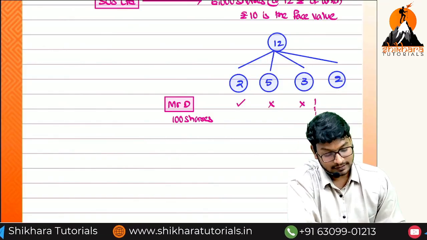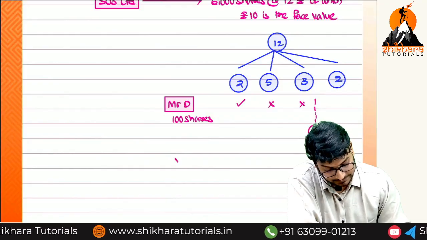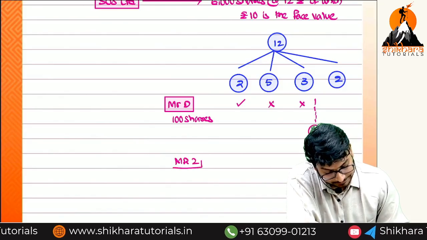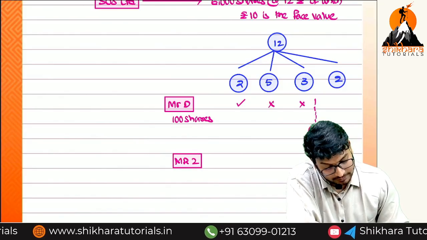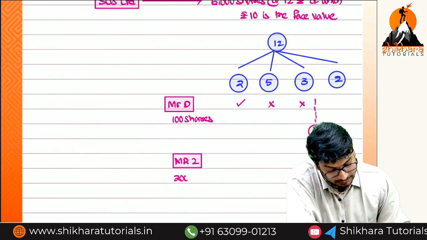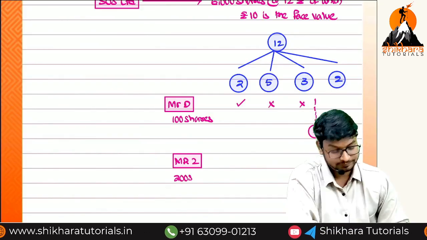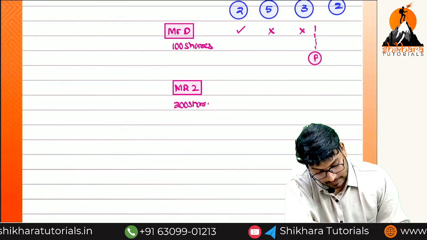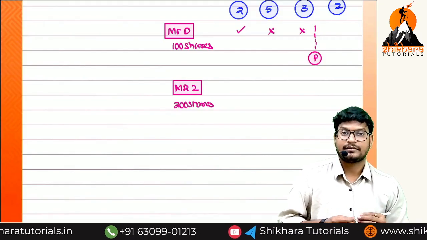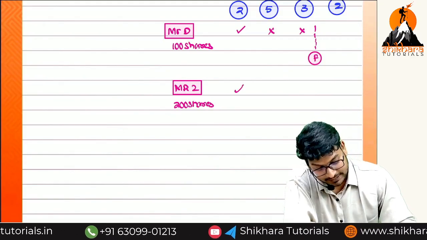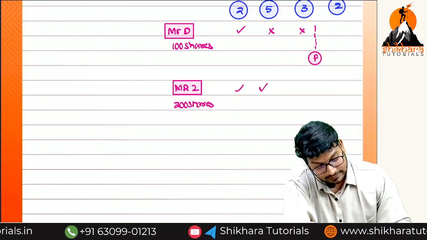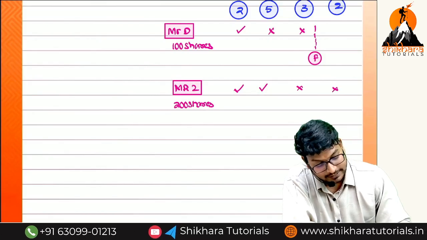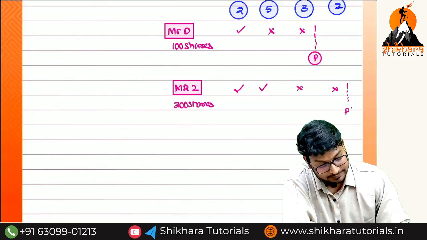Now what is the second fellow's name? Z. Mr. Z is holding how many shares? 200 shares. He has paid the 2 installments. What are the 2 installments he paid? Application and allotment, but he was unable to pay the first call and second call, and then we have forfeited.